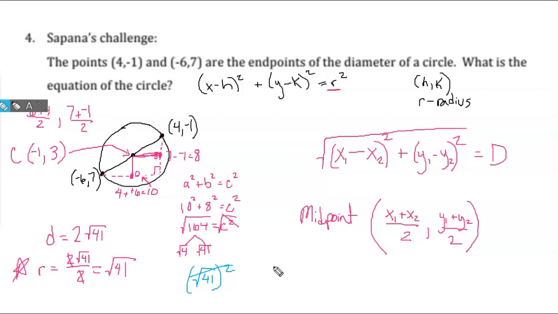Now that we have the center and the radius, we can write the equation of the circle. So we want to do the x-coordinate, so x plus 1, because we always do the opposite, plus the y-coordinate, so we'll do y minus 3, because we always do the opposite. And the radius was the square root of 41, but when you square a square root, the square and the square root cancel, and so this will just be equal to 41.